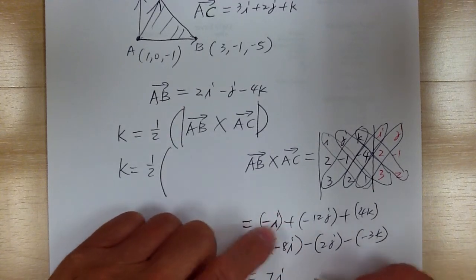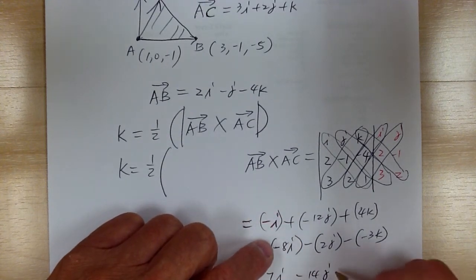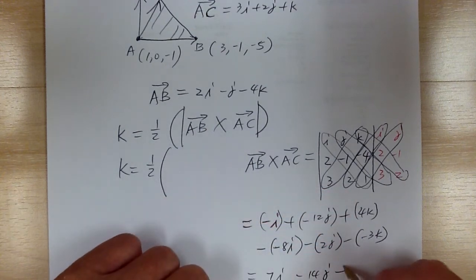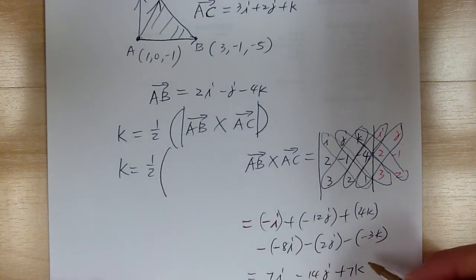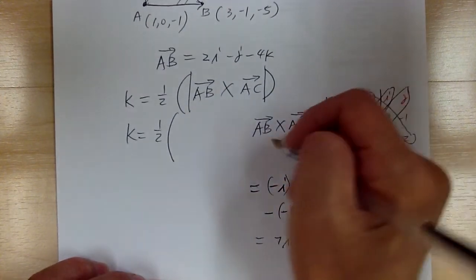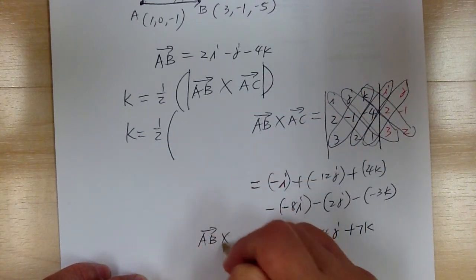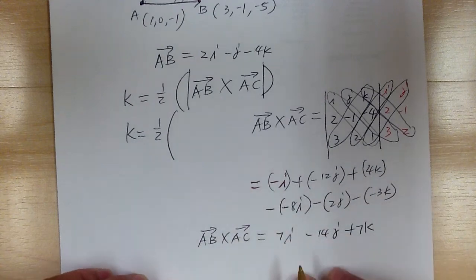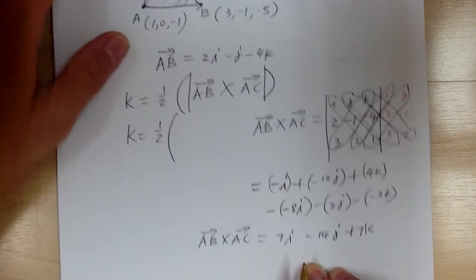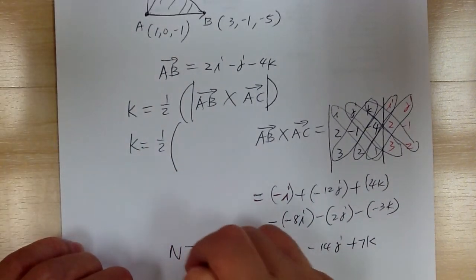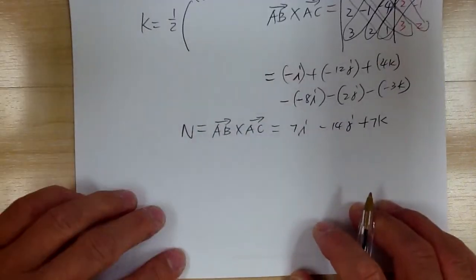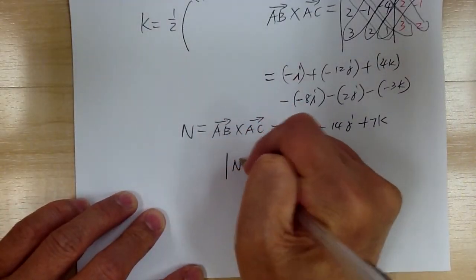This one you end up with minus 14j, and this will end up with plus 7k. Okay, so this is A cross B, the AB cross AC. Then you have to find the length of it, right? So this is your normal. So normal equal to that. Now you want to find the length of it, right?